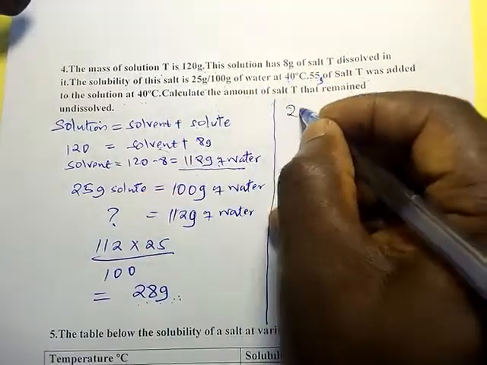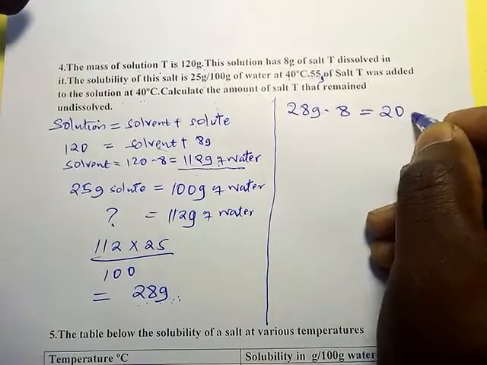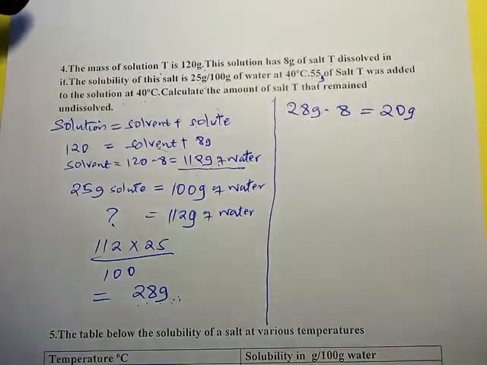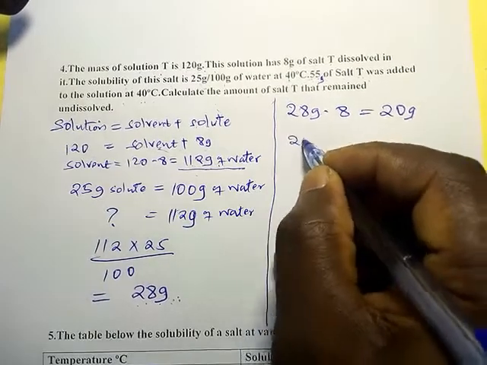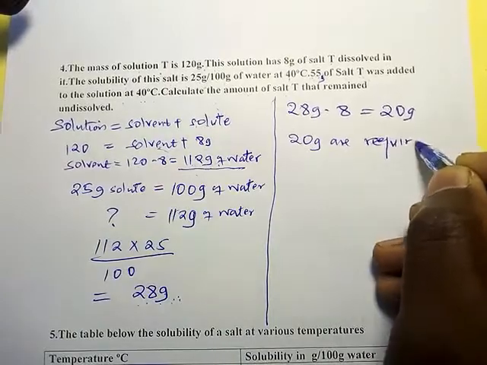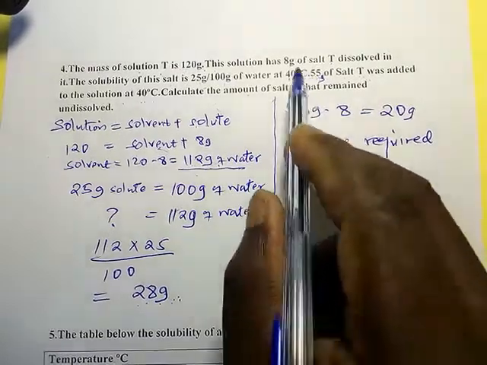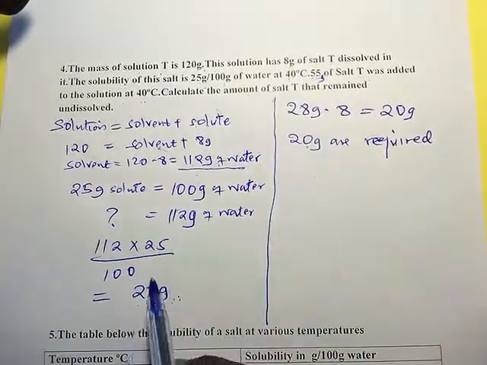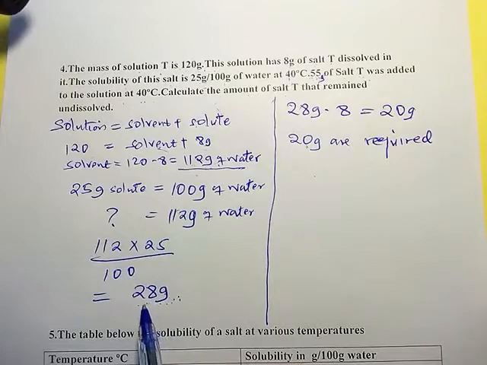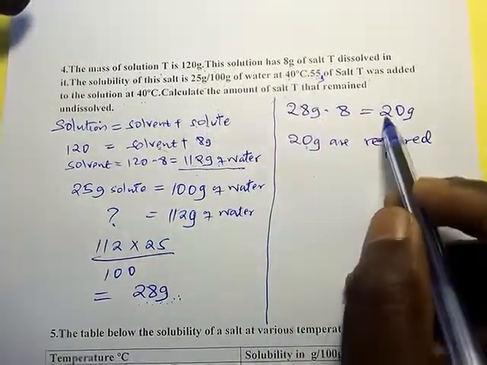So therefore, 28 grams minus 8, we want 20 grams to make our solution saturated. So 20 grams are required. We don't need 55. We only need 20 because already 8 is there. The total mass we need to get our solution saturated is 28. We already have 8 grams in the solution. The remaining amount is 20.